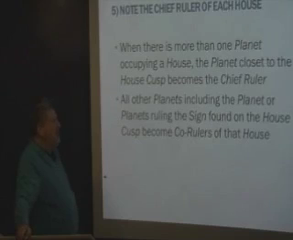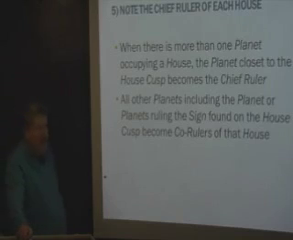All other planets, including the planet or planets ruling the sign found on the house cusp, become co-rulers. This will make more sense to you once we start going through it.